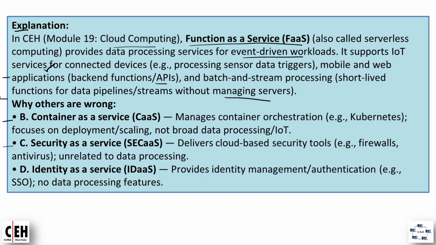So why are the others wrong? Container as a service manages container orchestration, for example, Kubernetes, focuses on deployment and scaling, not broad data processing and Internet of Things. Security as a service delivers cloud-based security tools, for example, firewalls, antivirus, and is unrelated to data processing. And identity as a service provides identity management and authentication, for example, SSO, with no data processing features.